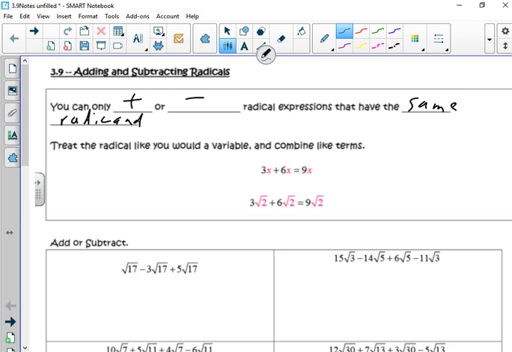So 3x plus 6x is 9x. 3 apples plus 6 apples is 9 apples. So 3 radical 2's plus 6 radical 2's makes 9 radical 2's. It makes no difference if we're adding x's or apples or radical 2's. The same concept: we can add 3 of these, 6 of these, and we end up with 9 of these.